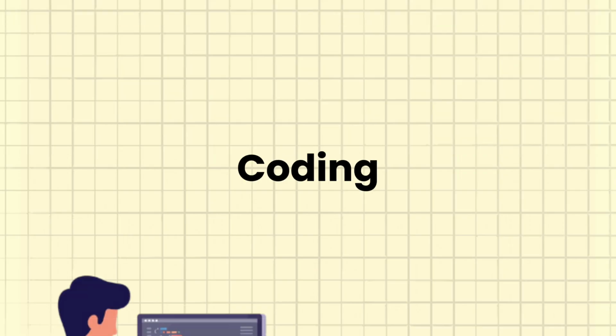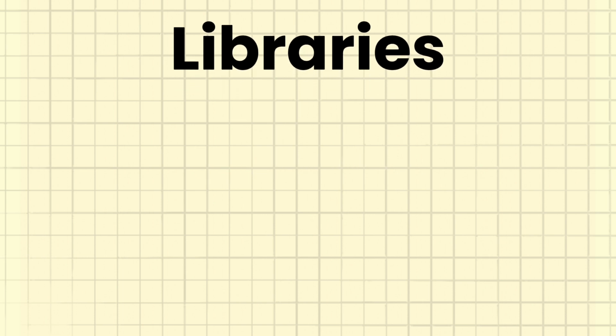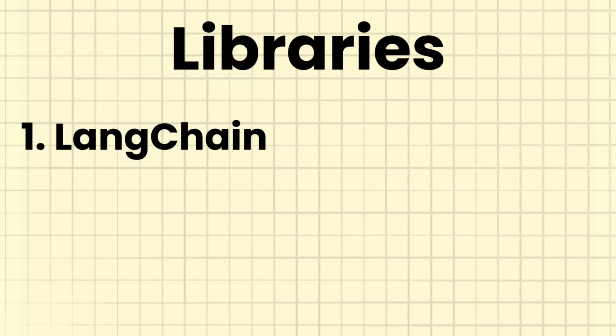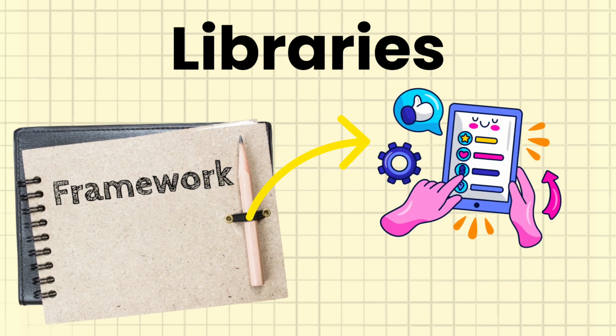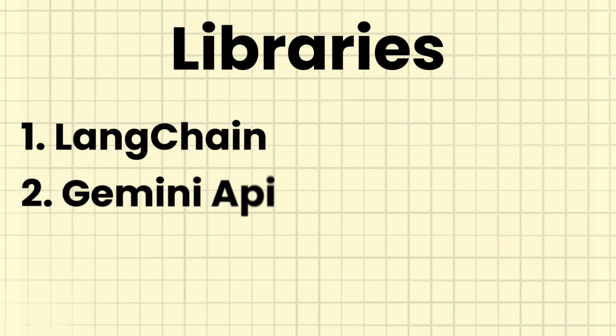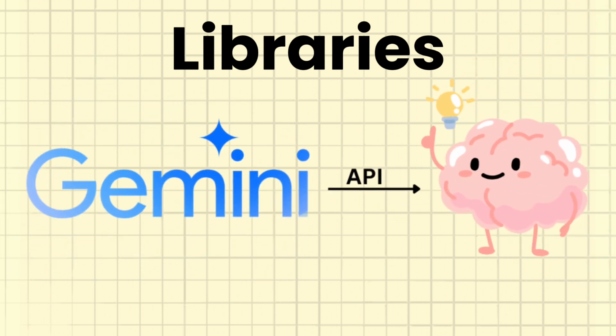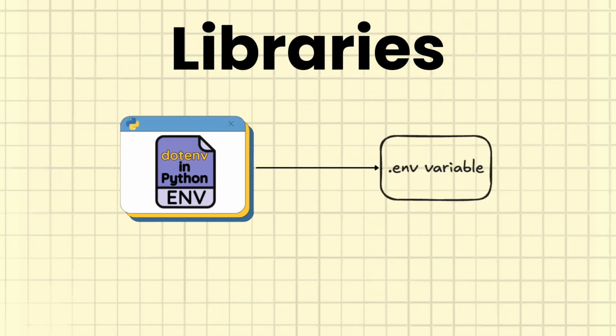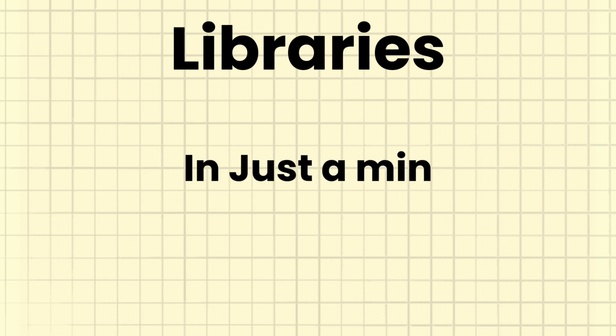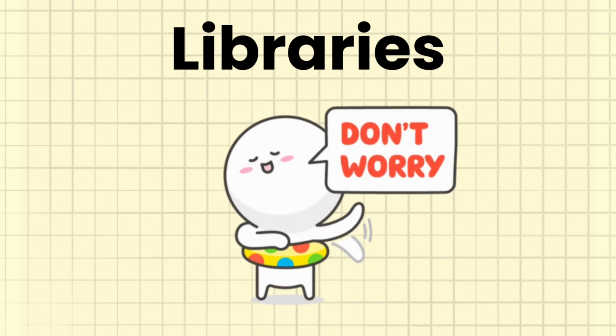Before we deep dive into coding, let's quickly look at the libraries that we need for this project. The first one is LangChain. LangChain is basically a framework that will help us in building applications around large language models. The second one we will be using is the Gemini API. Basically, the Gemini API is the API that we will be using as a chatbot brain. The third one is python-dotenv, a handy package to securely load our API key from an environment variable. We will install all these in just a minute, so don't worry about writing them down. I will show you the exact command for each of these libraries.